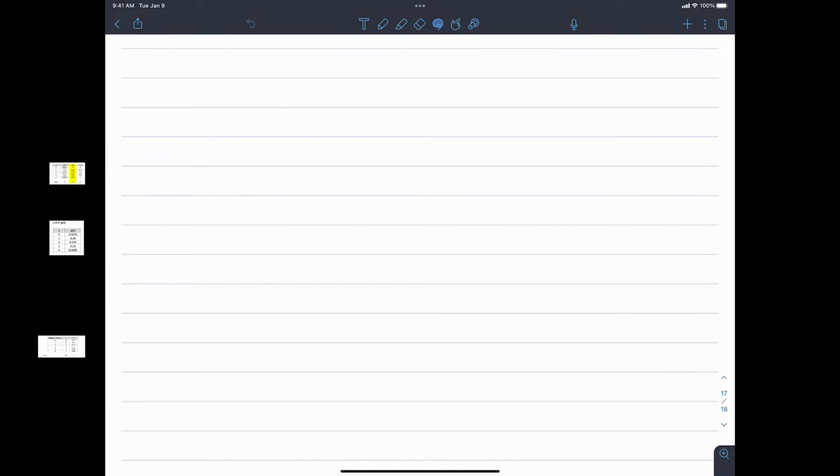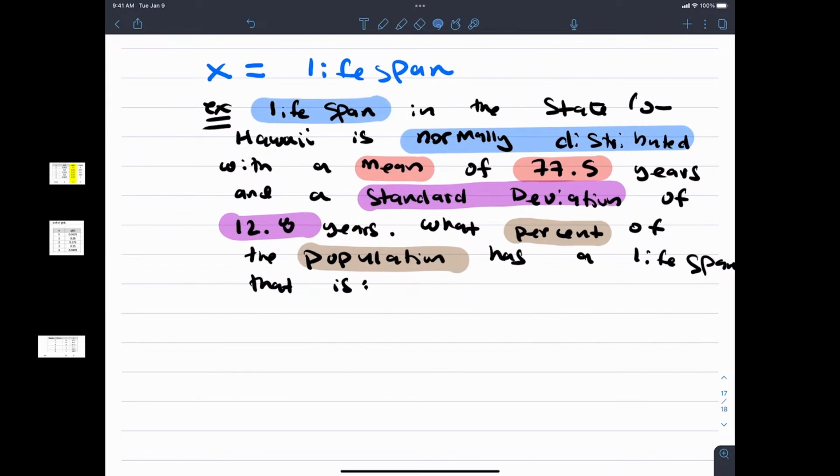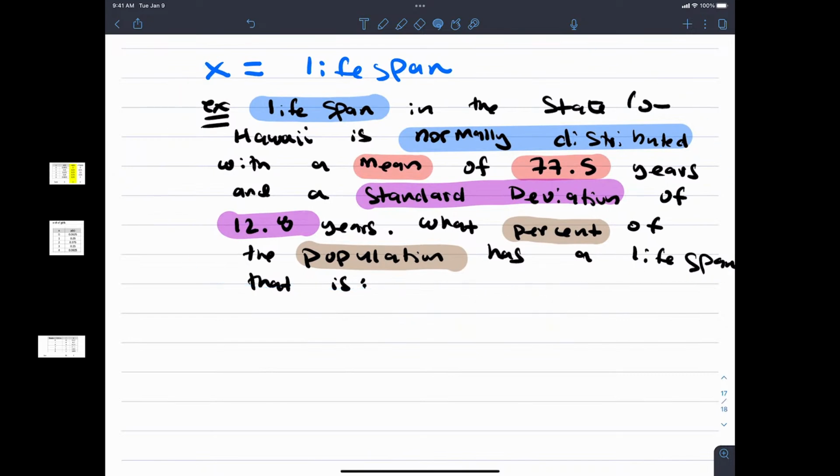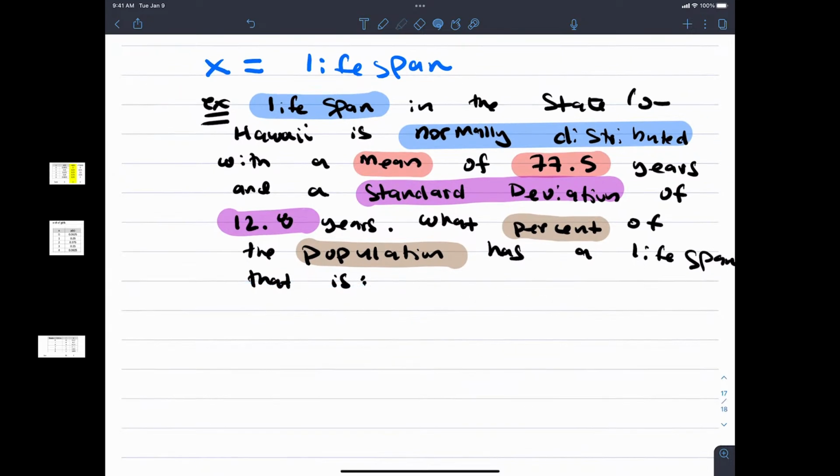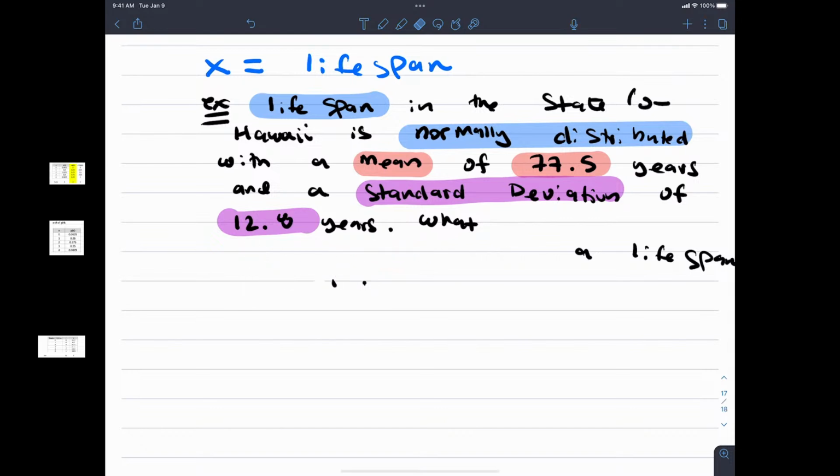They're going to give you those mean and standard deviations for a normal distribution. Like, you guys remember, what did we work on earlier today? Remember lifespans? Okay. So they're going to change the question on you.